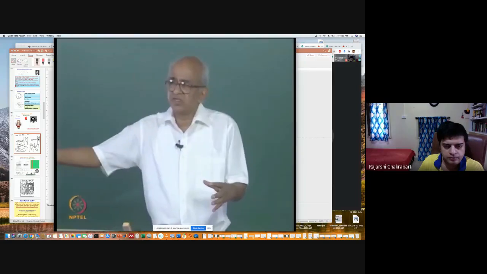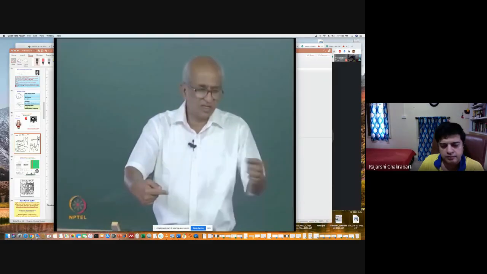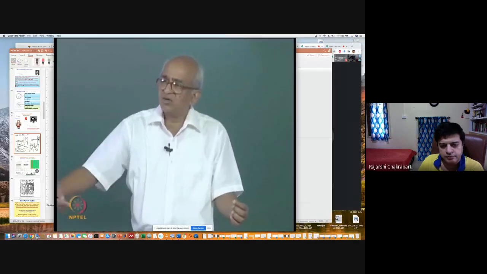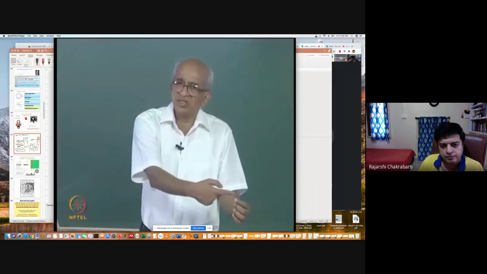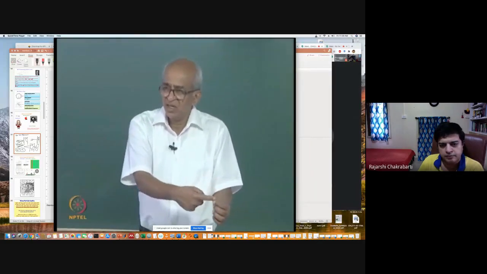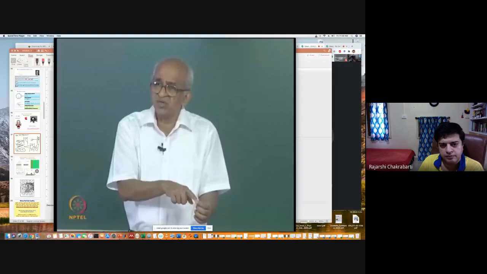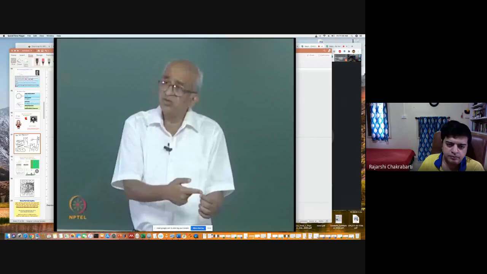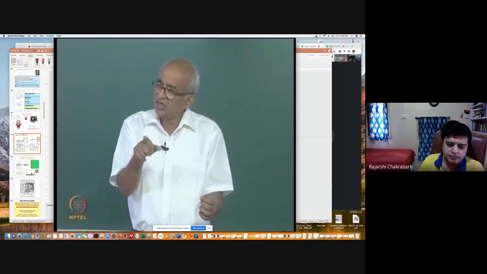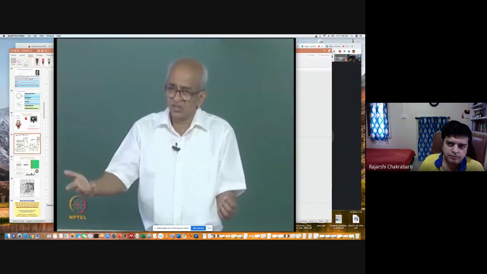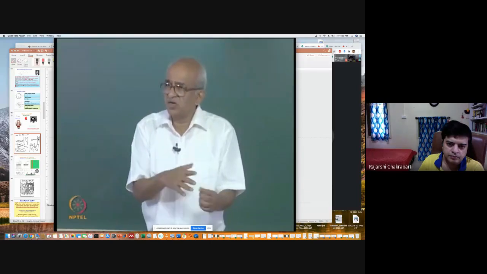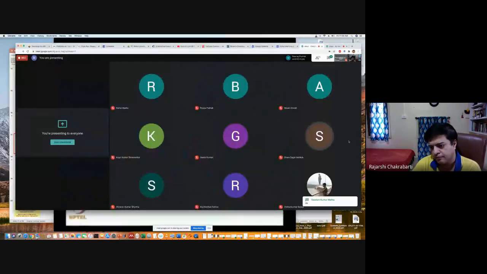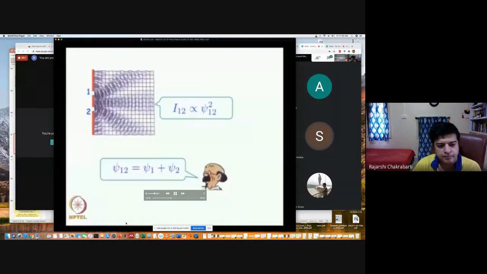The waves can pass through both the slits. And at any point, there are waves which passed through slit number 1 and arrive there. There are also waves which passed through slit number 2 and arrive there. The net displacement at this location will be due to these two waves. The displacement due to the first one is psi 1, and due to the second one, let us say, psi 2. Then the total displacement has to be the sum of these two, so psi 1,2 must be the sum of psi 1 and psi 2.